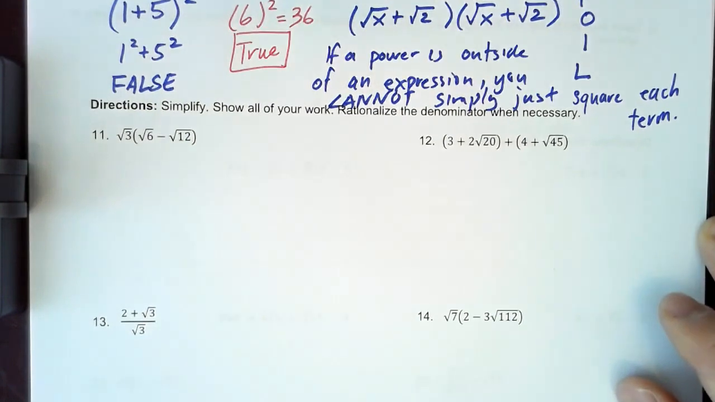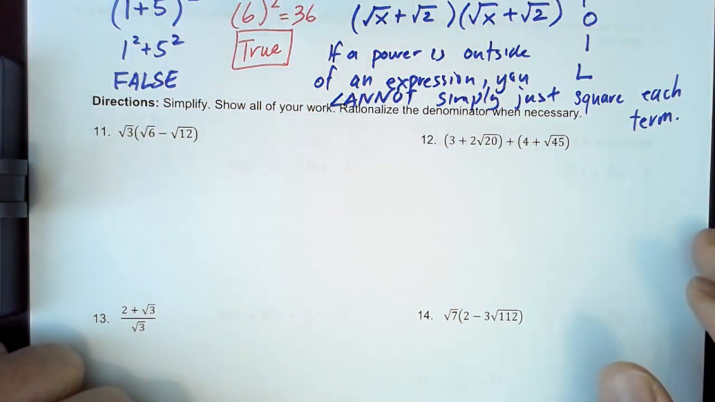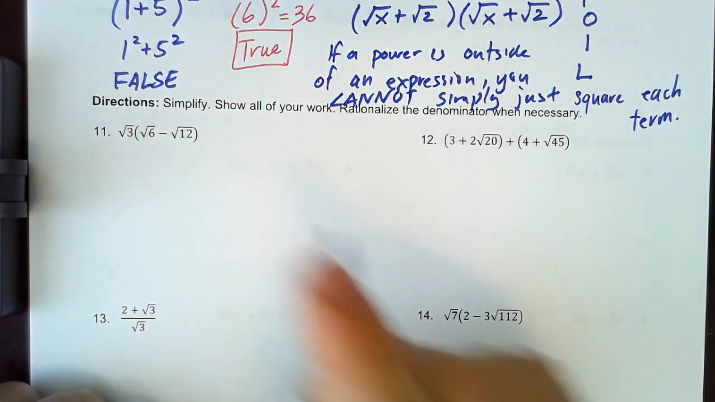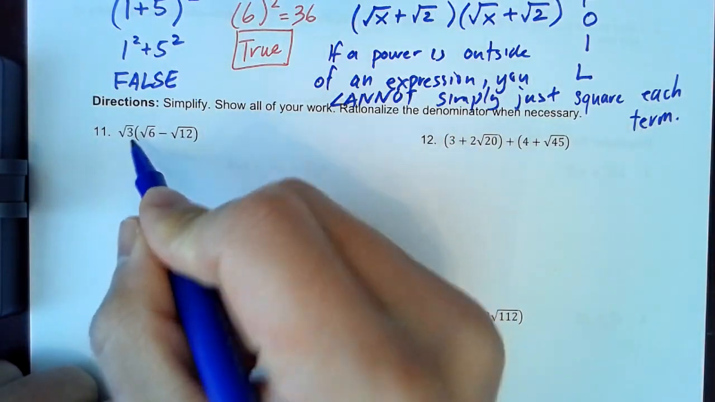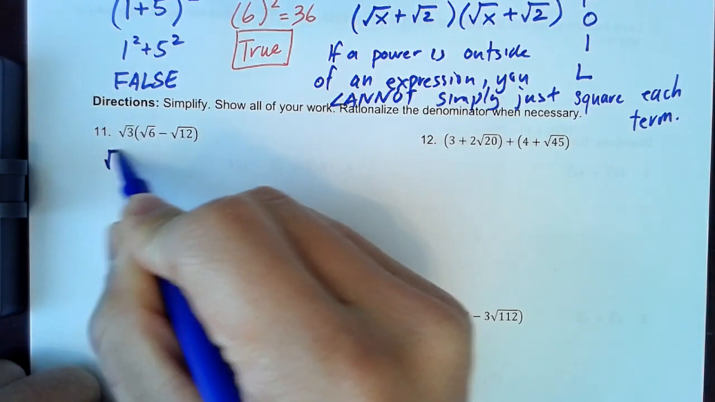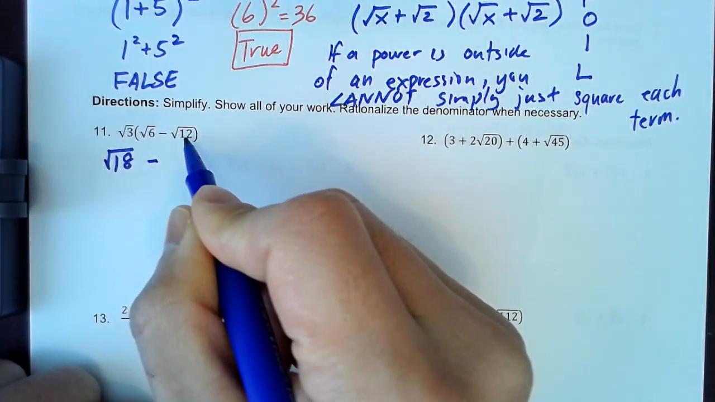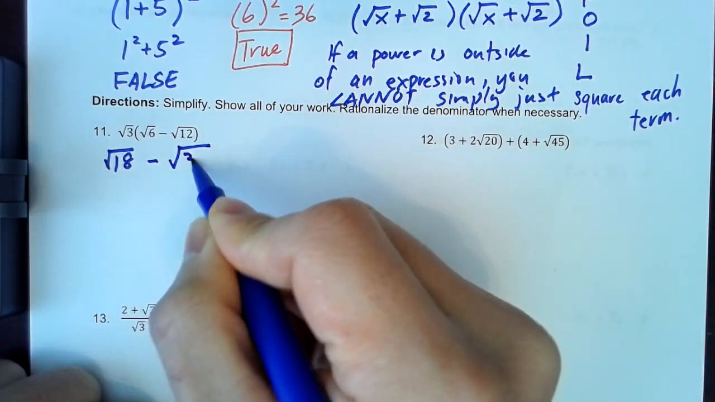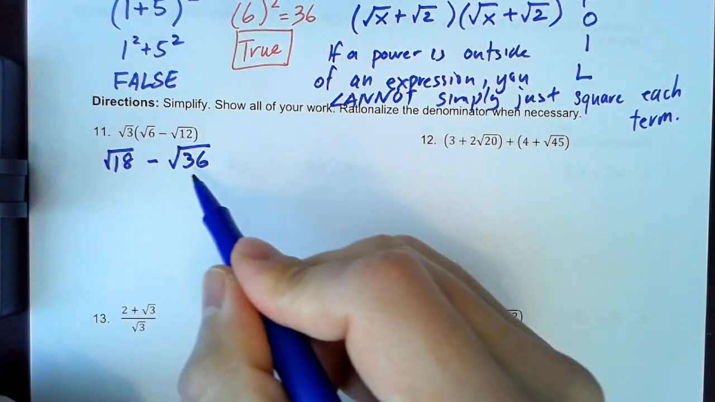We have 6 problems to do for this page, and let's get right to it. So I'm going to move at a fast pace. And if you feel like you want to just pause the video, feel free to do that. Okay. Square root of 3 times the square root of 6 is the square root of 18, minus the square root of 3 times the square root of 12 is the square root of 36. Okay. Both of these are pretty good numbers, easily simplified.